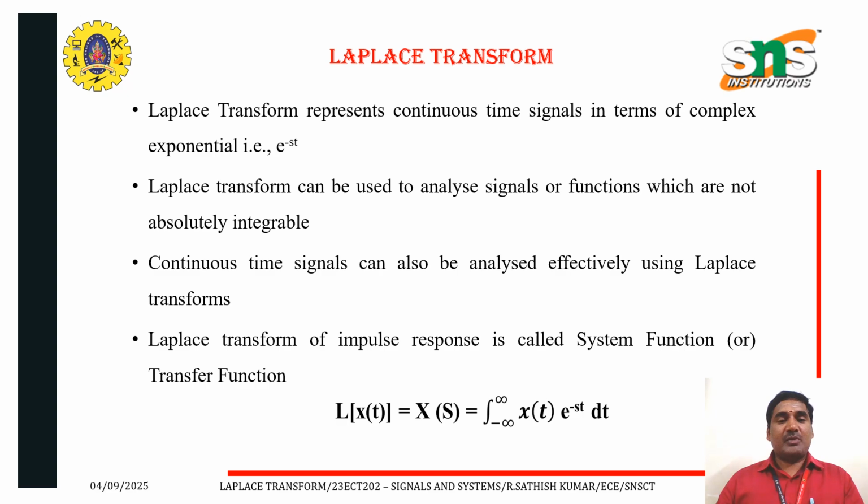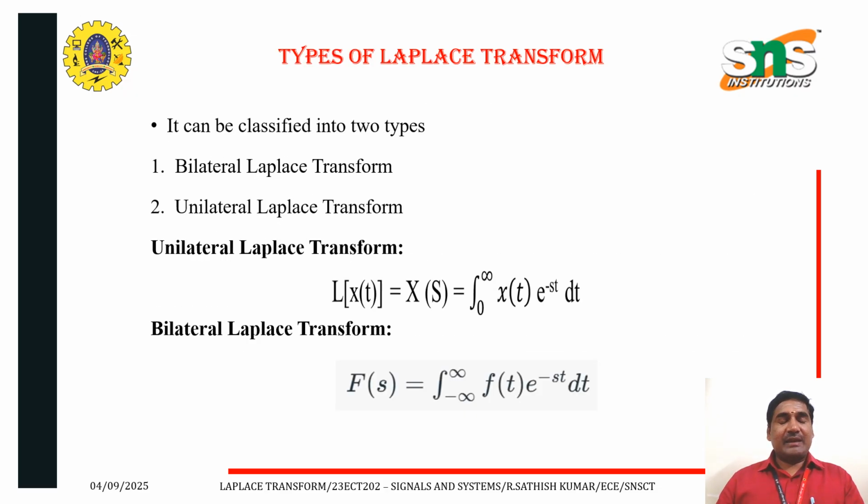Laplace transform of x of t can be denoted by X of s is equal to integral over minus infinity to plus infinity x of t into e power minus st into dt. Next, types of Laplace transform. It can be classified into two types: bilateral Laplace transform and unilateral Laplace transform.